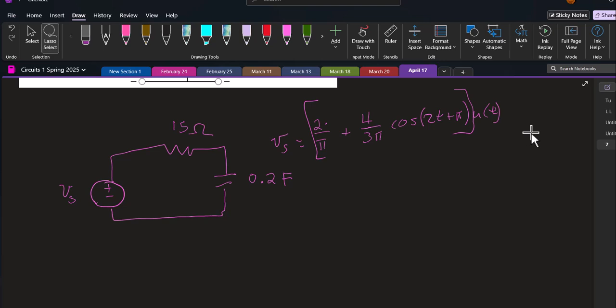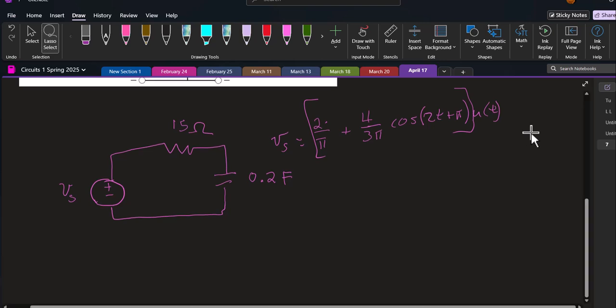Whatever it is, you say, okay, well, I'm going to have to take a Laplace transform on this. And it's got a resistor and it's got a capacitor. So we know we need to first put everything into the S domain. So first we'll start with taking the Laplace transform of our voltage so that we've got that.